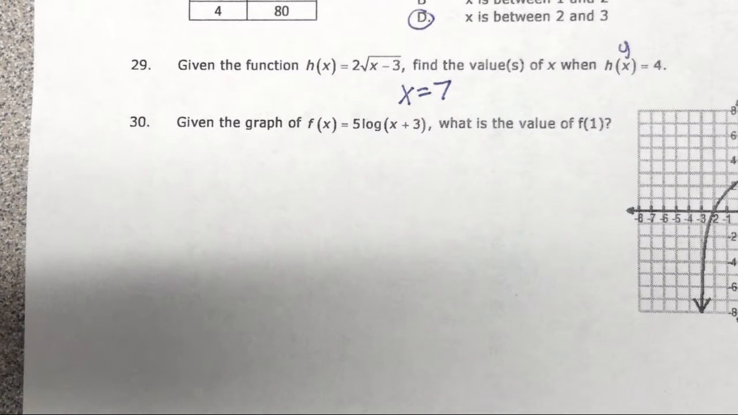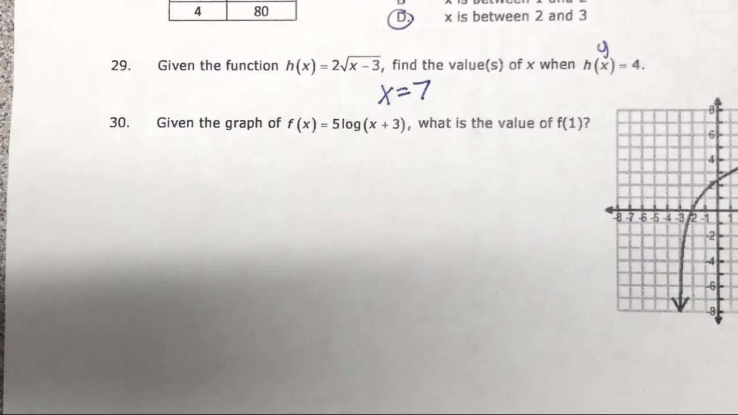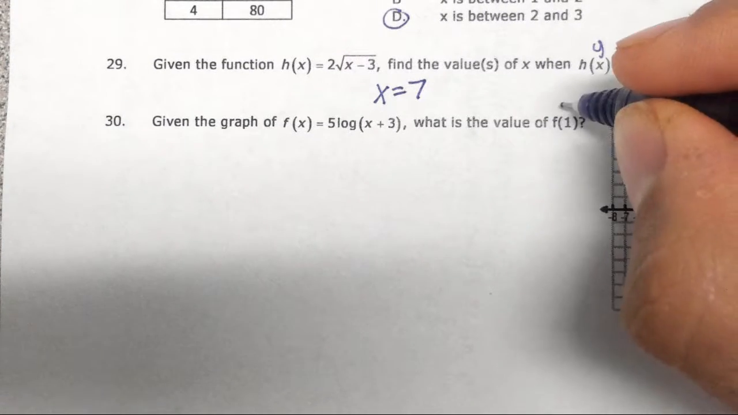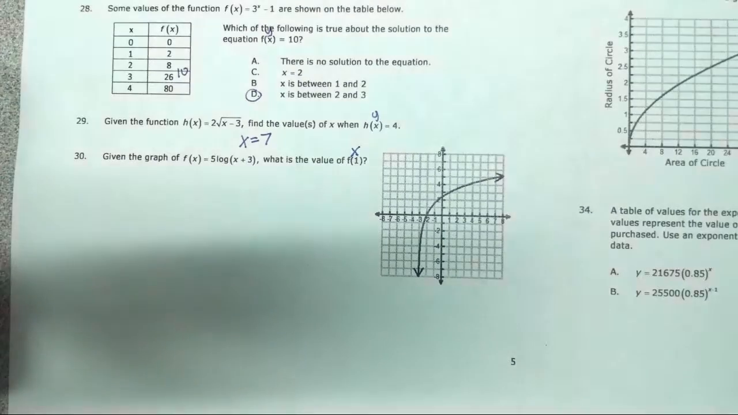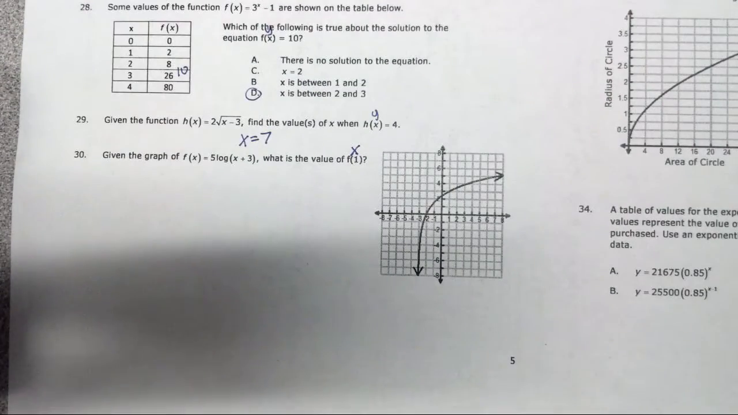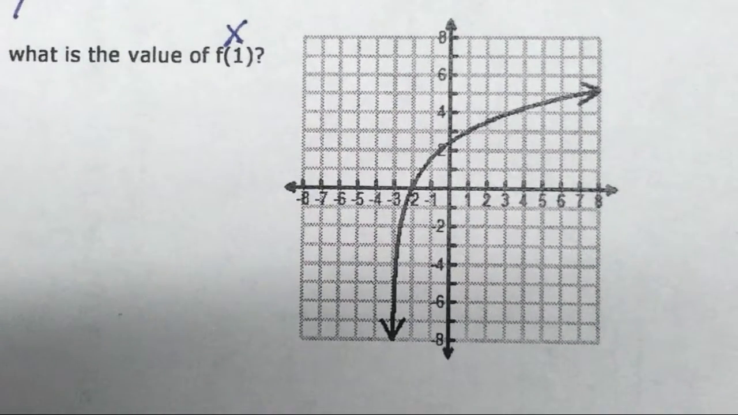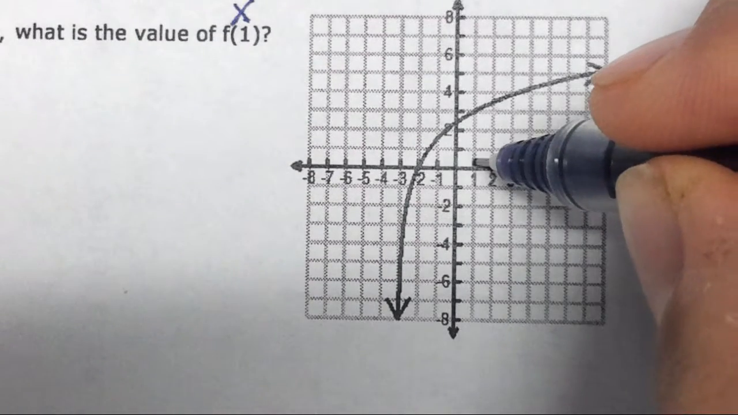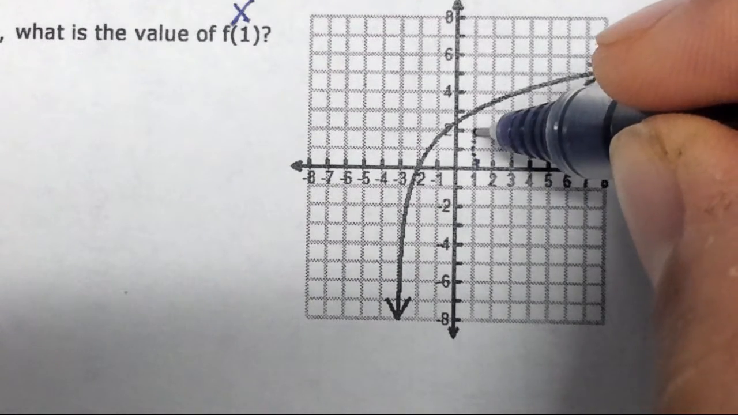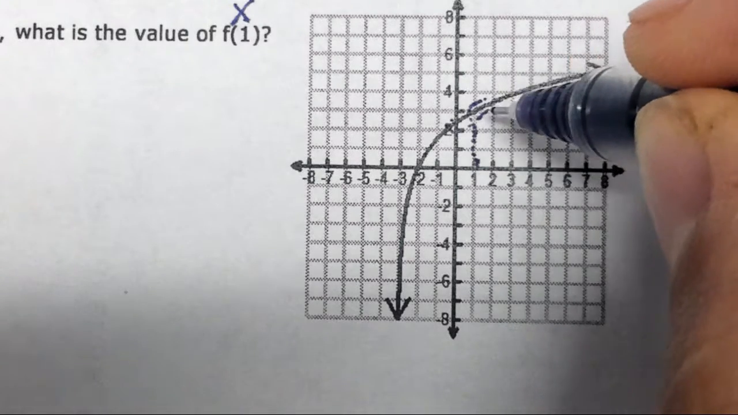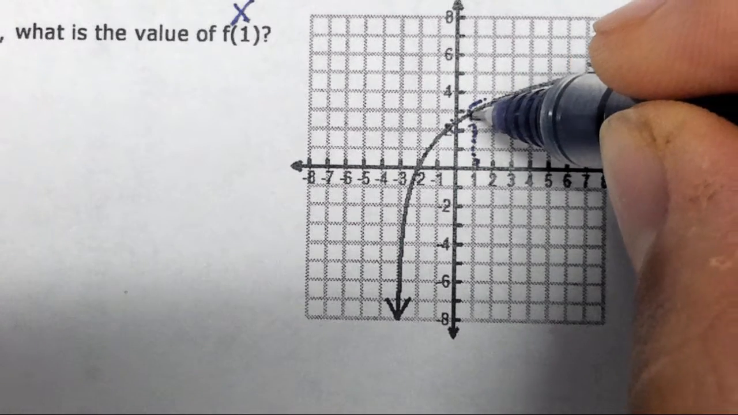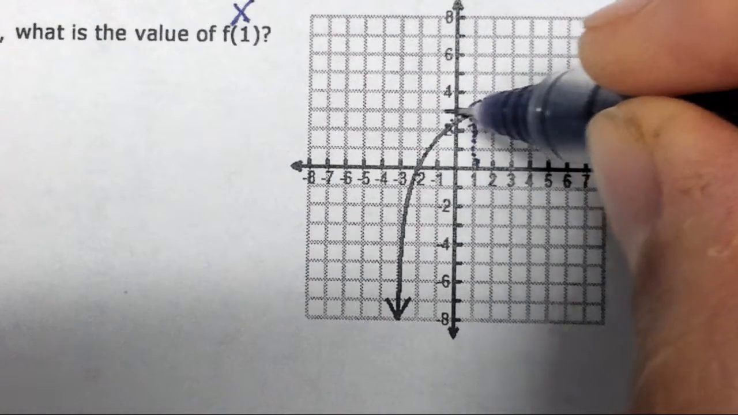30. Given the graph of f of x equals 5 log x plus 3, what is the value of f of 1? This one is inside the parentheses, so your x value is 1. So here we look at the graph. Oh, wrong button again. There you go. So we look for where the x value is 1. We go up, and here. When the x value is 1, the y value is going to be 3.